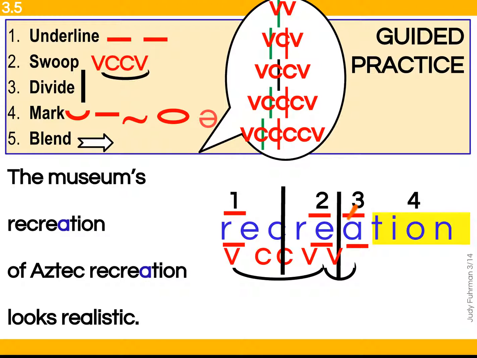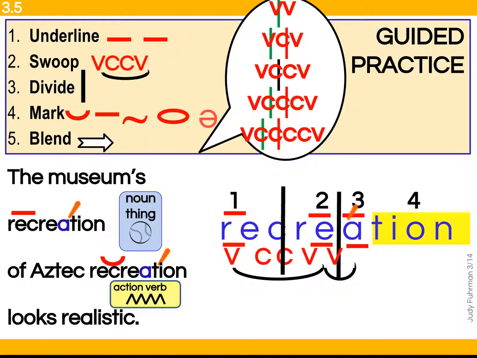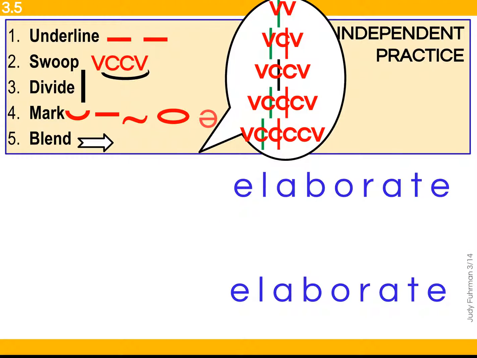So if we're looking over here again, these are heteronyms. So the museum's recreation of Aztec recreation looks realistic. So our recreation is our noun, recreation was our action verb.